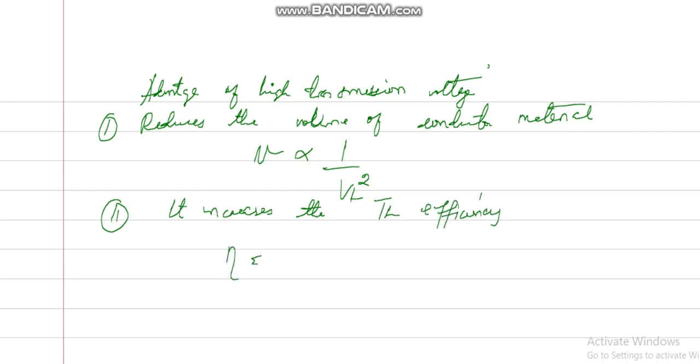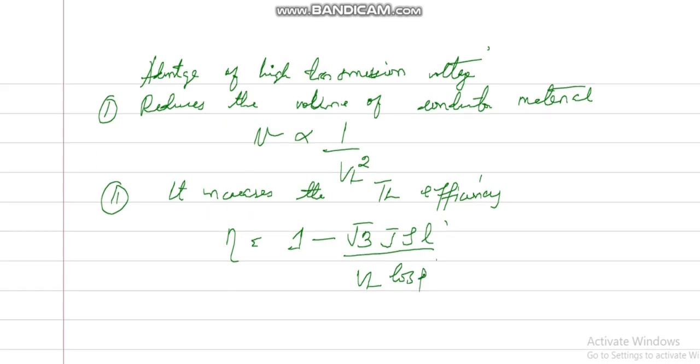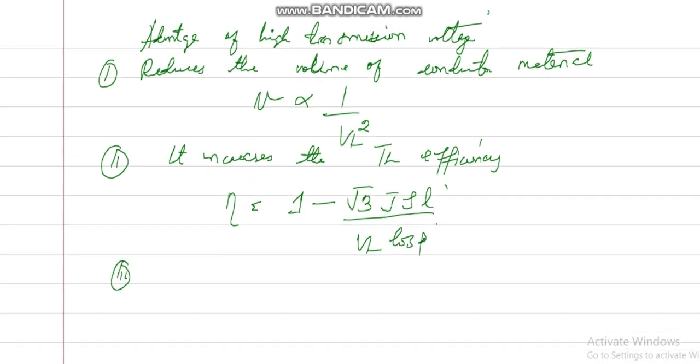Ambapo tunaona efficiency is given by 1 minus square root of 3 I times L over VL cos phi. Okay, na baadaye tukaona kwamba it decreases the line voltage drop. Sawa, ambapo tukaona voltage drop iko inverse proportional to VL.